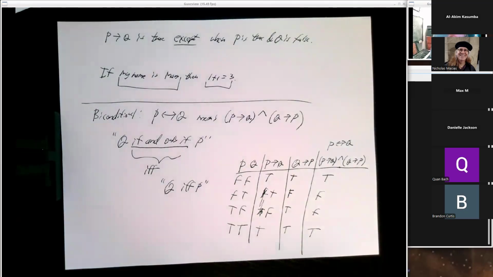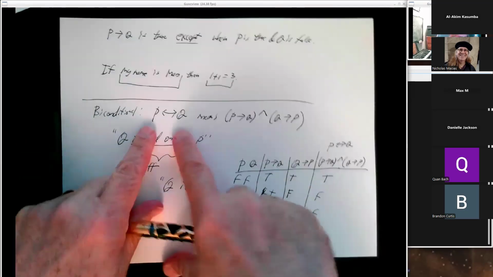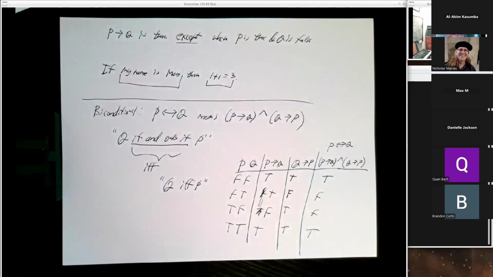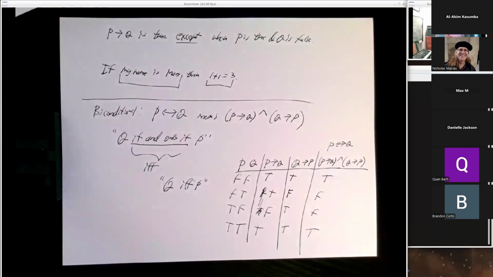So the biconditional is basically saying that P and Q are equal to each other. And that's one way we can think of this. It means P and Q are either both true or both false. They have the same value. It's also the opposite of an exclusive OR. I don't know why. Think about that.